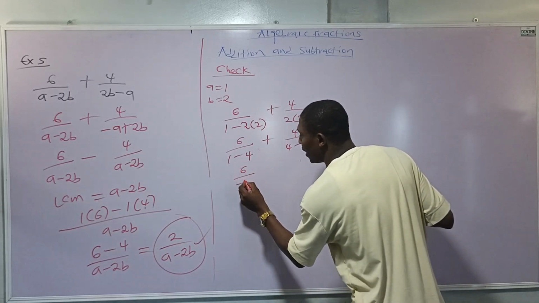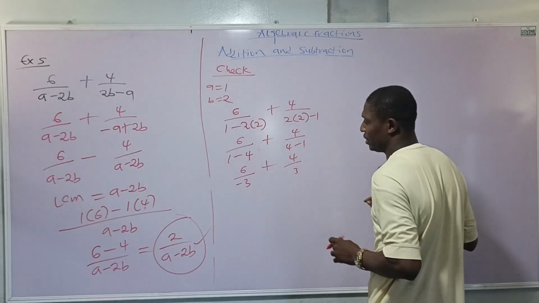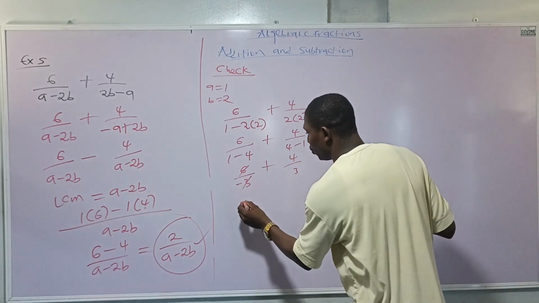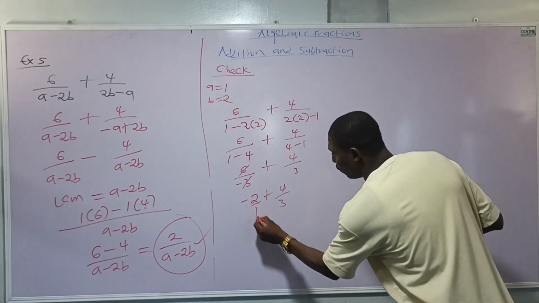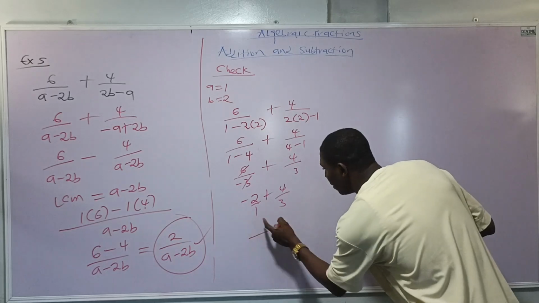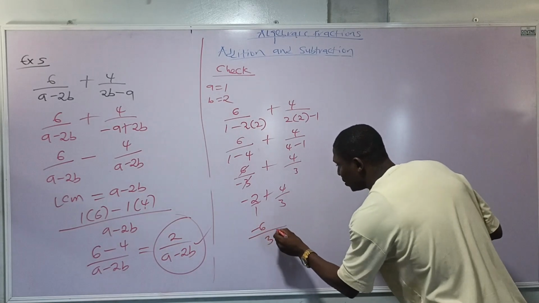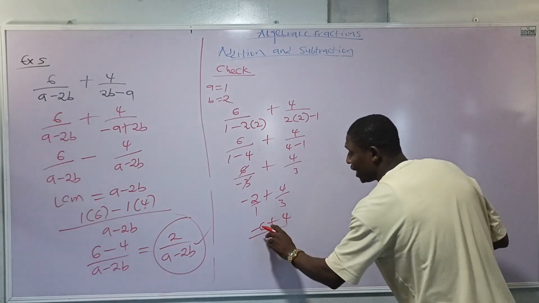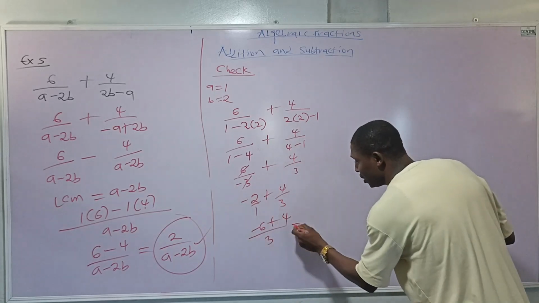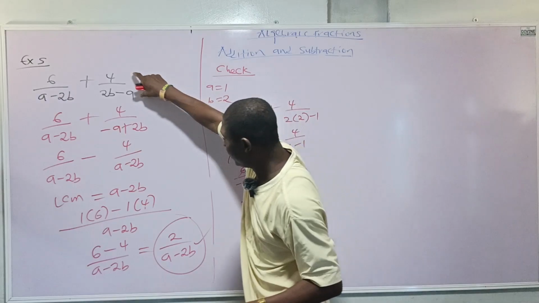Giving me 6 all over negative 3 plus 4 all over what? 3. This can cancel this to give me negative 2 plus 4 over 3. This can be over 1. Now, LCM of 1 and 3 is what? 3. 1 into 3, 3. 3 times minus 2, minus 6. Plus 3 into 3, 1. 1 times 4, 4. Minus 6 plus 4 is just like you are owing 6 naira, you pay 4 naira, you are still owing 2 naira. So I have negative 2 all over 3 for the substitution of this.